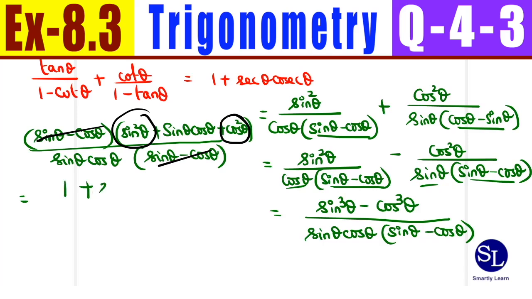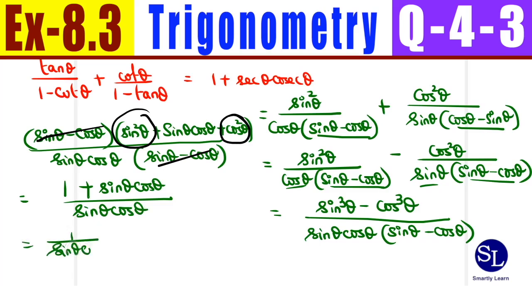So 1 plus sin theta cos theta, the whole thing divided by sin theta cos theta. Now I can break this fraction into two parts. It is 1 divided by sin theta cos theta plus sin theta cos theta divided by sin theta cos theta. Now what happens? This I can strike out as 1. So this will vanish and they will become 1.